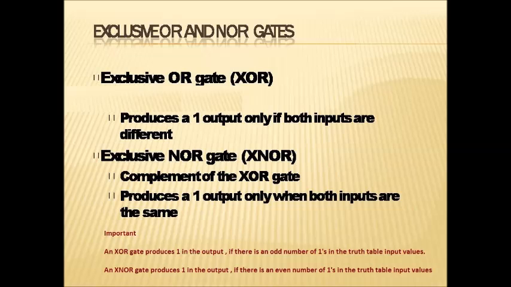Another easier way of understanding the XOR gate and XNOR gate: in the case of an XOR gate, it produces 1 in the output if there is an odd number of 1s in the input values. In the case of XNOR, it produces 1 if there is an even number of 1s in the input values.